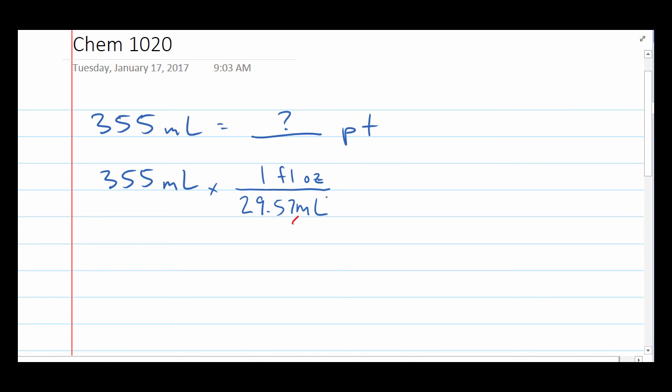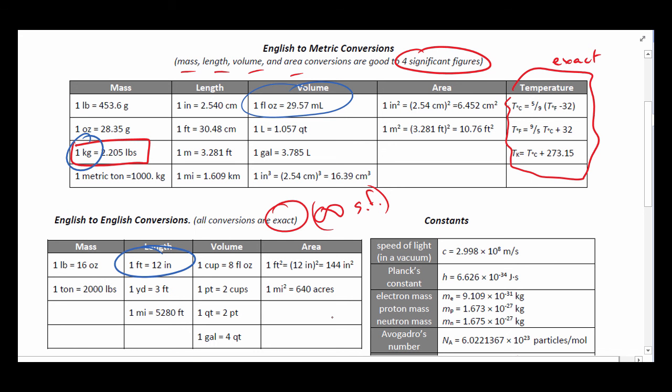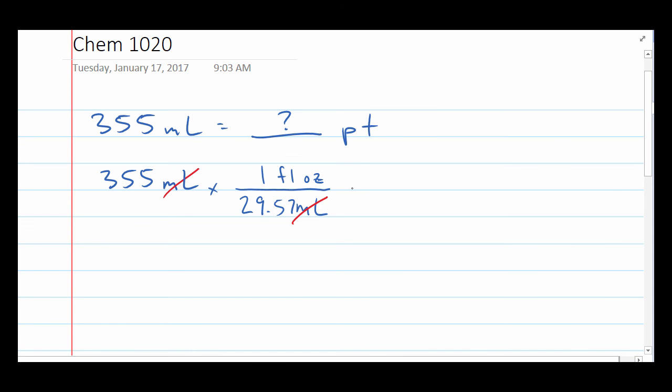And what will happen here now is that milliliters are going to cancel. If we stopped at this point, our answer is going to be in units of fluid ounces. We don't want fluid ounces, we're trying to get to pints. So then we come down here and we see that for every 1 cup, there's 8 fluid ounces. So where do we put the fluid ounces? On the bottom. So we put 8 fluid ounces on the bottom. The top we put in 1 cup. And fluid ounces are going to cancel out here.